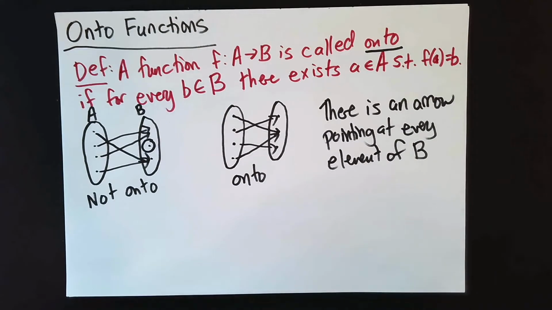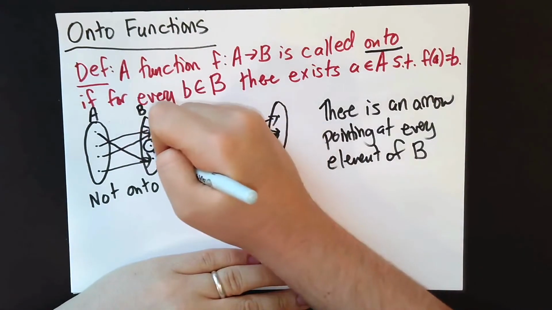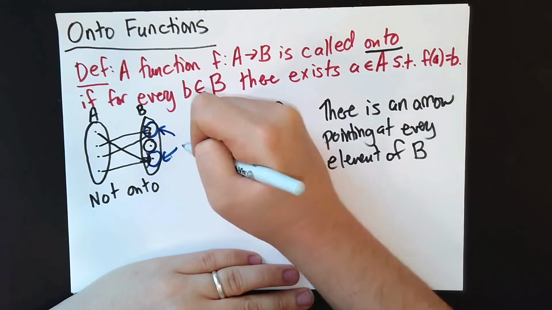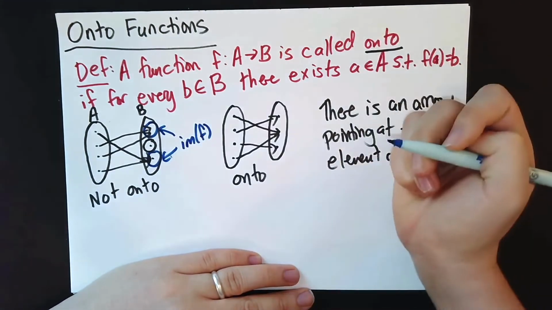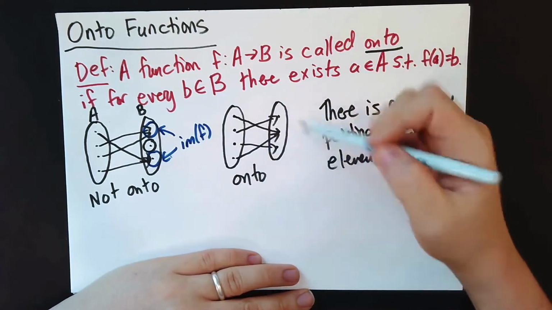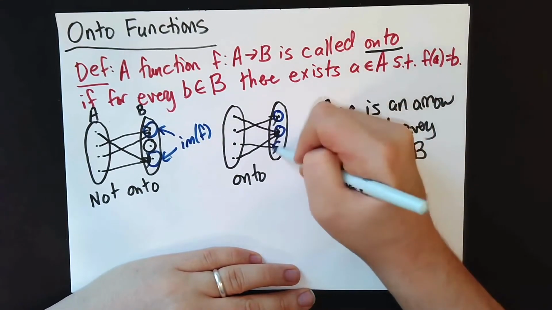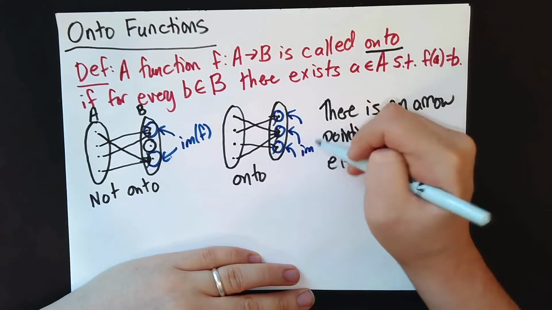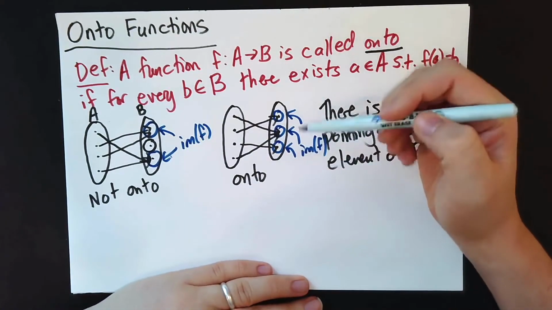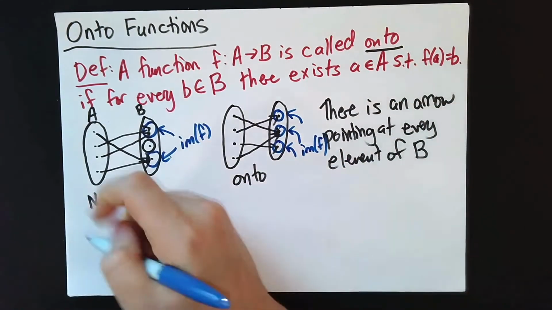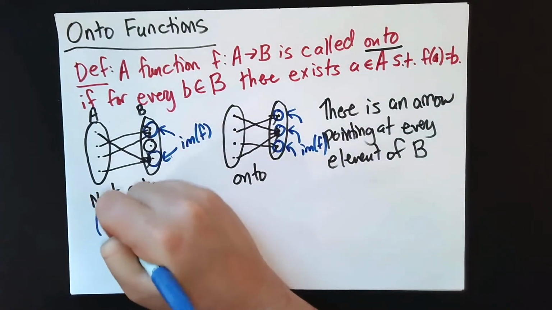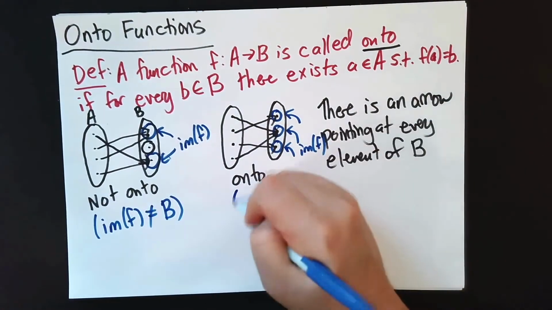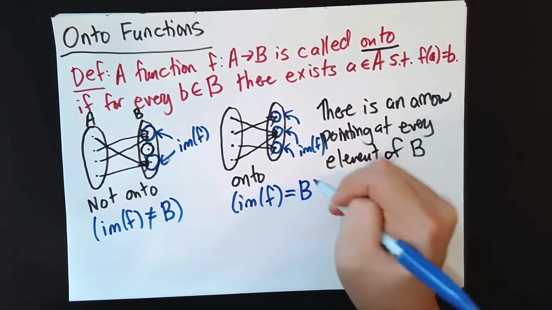The concept of being onto is actually quite closely related to the concept of image. Namely, if you look at this function over here, the not onto one, you'll see the image was these two dots. Whereas if you look at this one where it was onto, the image was all three dots. Remember, the image of a function is just the set of all the outputs that are actually used. And so in this case, when it was not onto, the image of the function happened to not be B. Whereas in this case, where it is onto, the image of f is B.